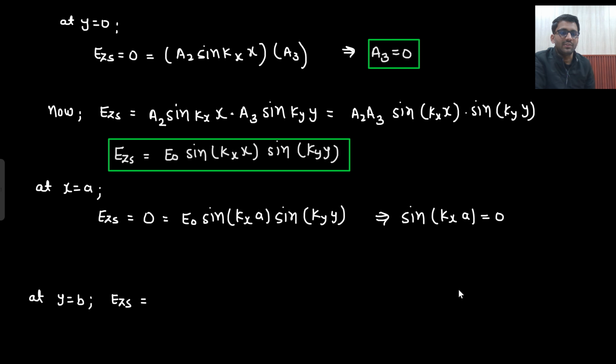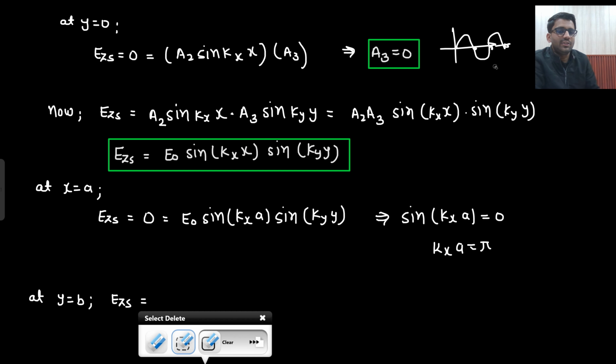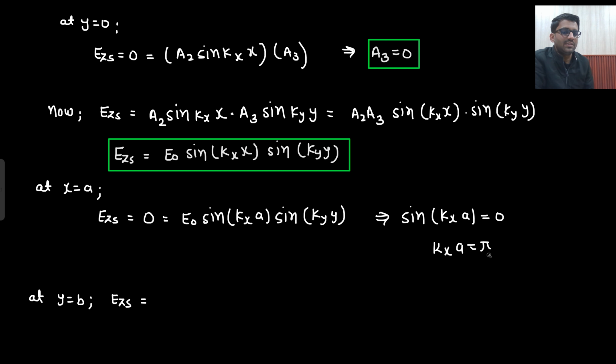Sin kx into a has to be 0. And if sin kx a has to be 0, that means kx a has to be pi, because if you remember the graph of sine, at pi, 2 pi, 3 pi, at all these points your sine graph is 0. So instead of pi, I'm going to write m pi.